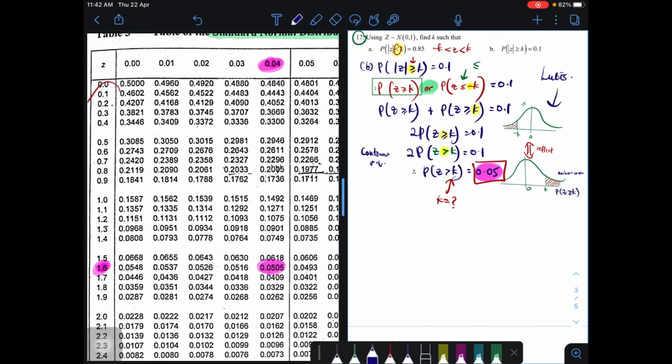Therefore, my K is equals to 1.64. Apabila from the table, maybe we can write it nicely. From the table, our K is equals to 1.64.